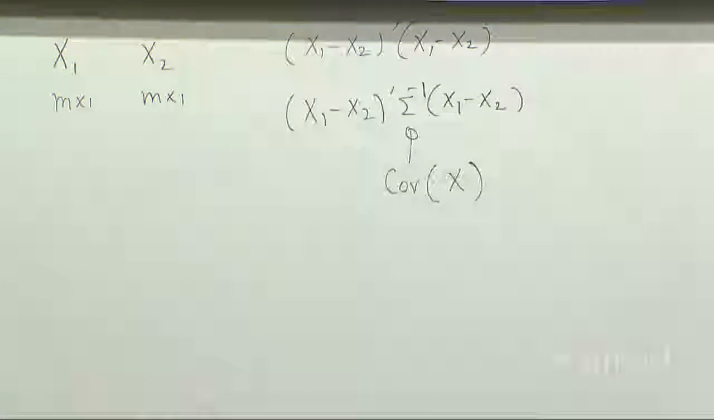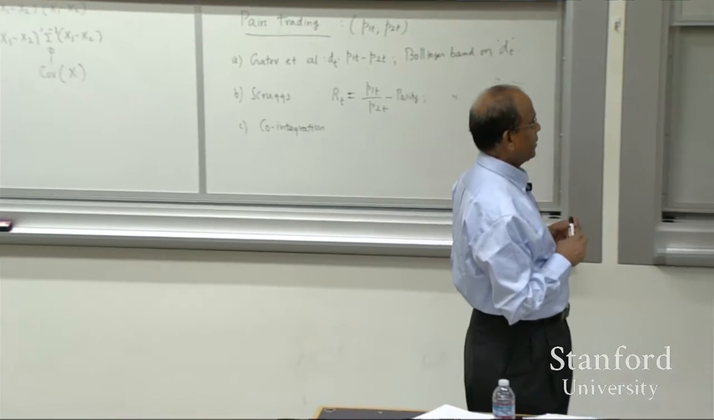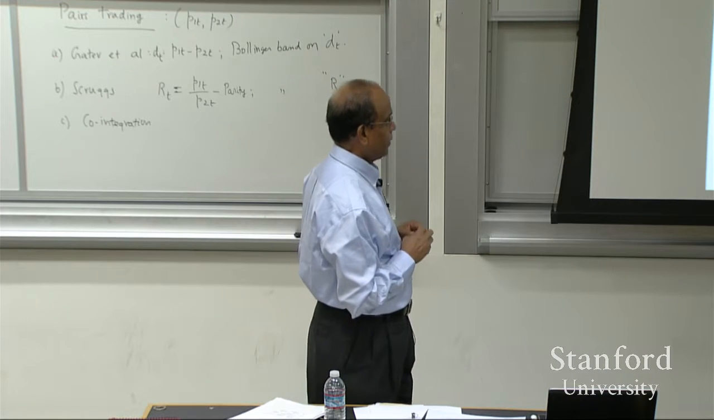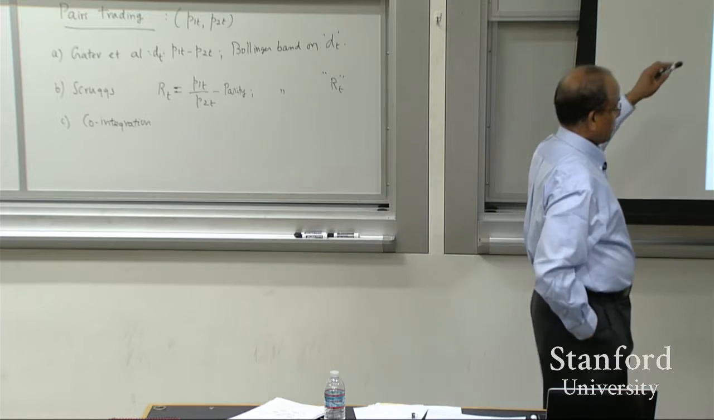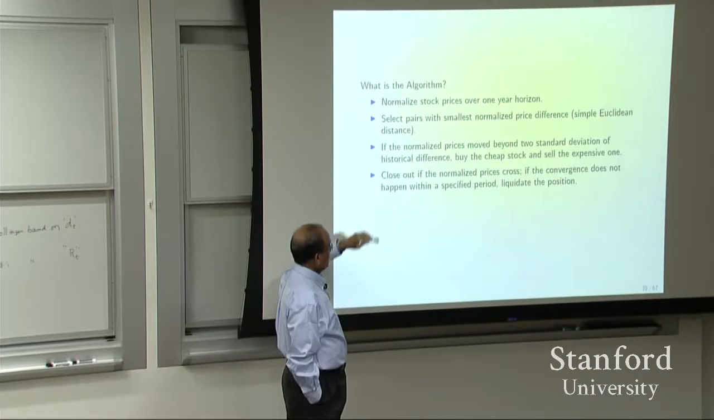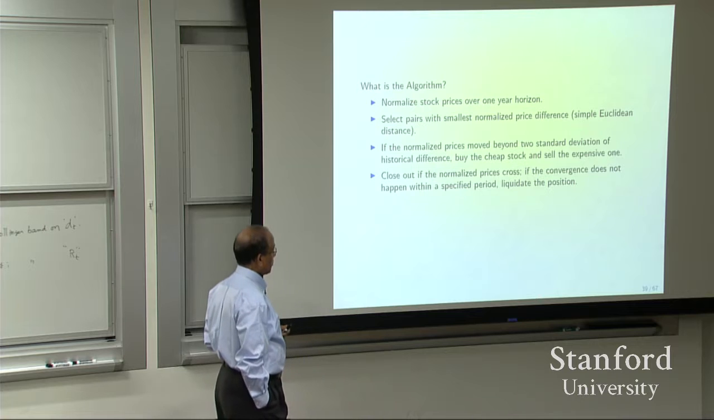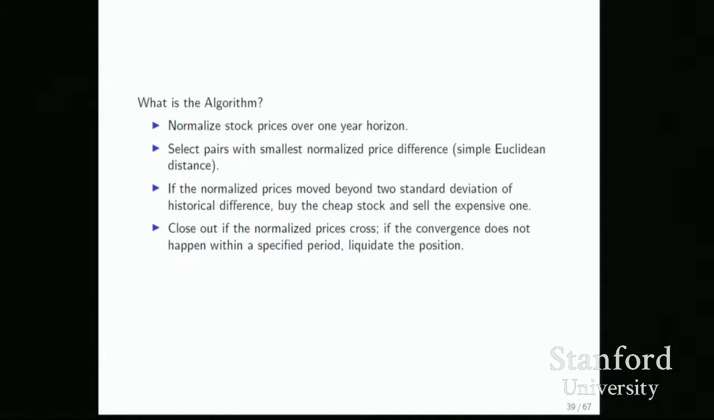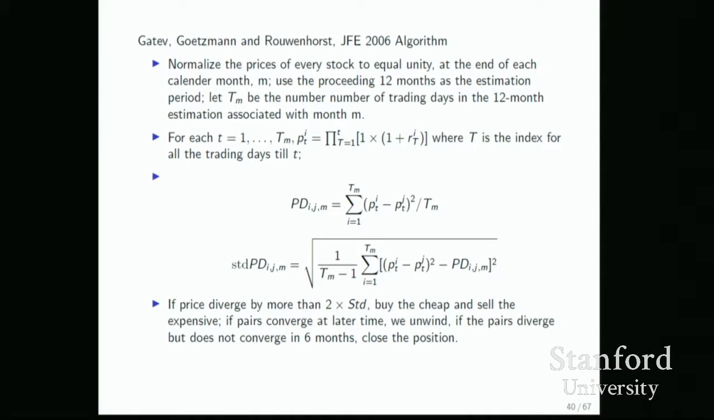So the idea is that if the normalized prices moved beyond 2 standard deviations of the historical difference, buy the cheap stock and sell the expensive one, and close out if the normalized prices cross. If the convergence does not happen within a specified period, liquidate that position. So that is the algorithm that we have. Here is a more detailed explanation of this. You would see that there is a slight difference between what I mentioned and what is given here.